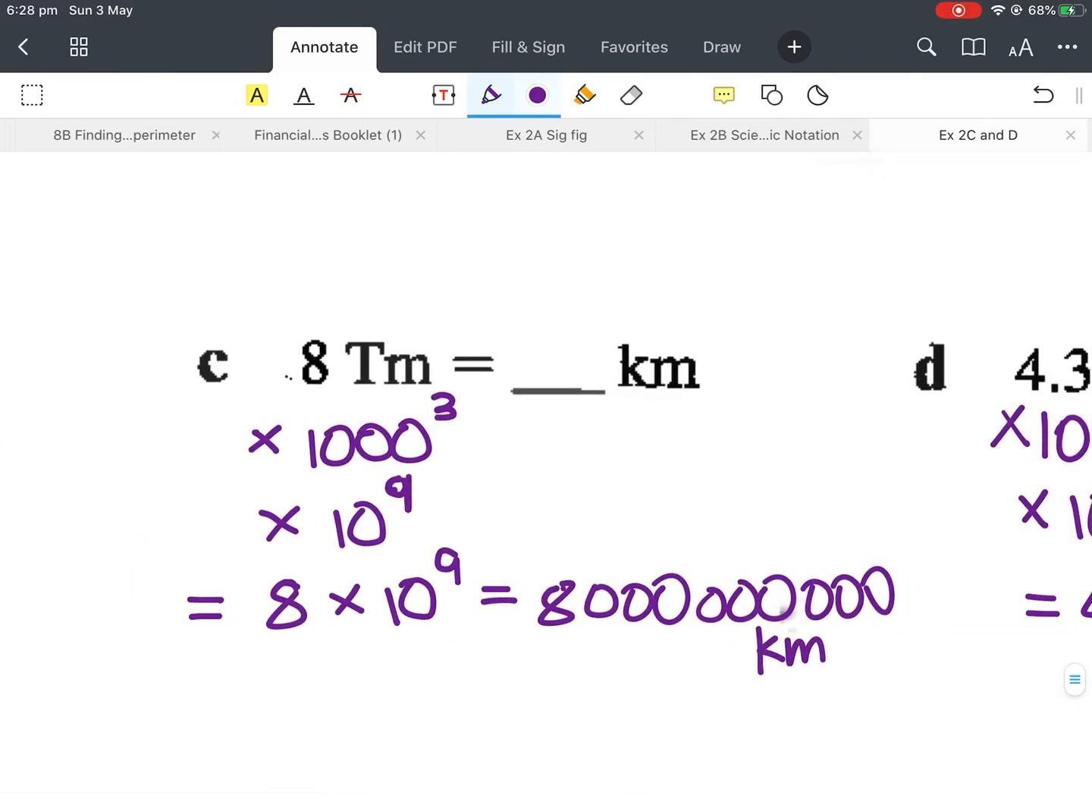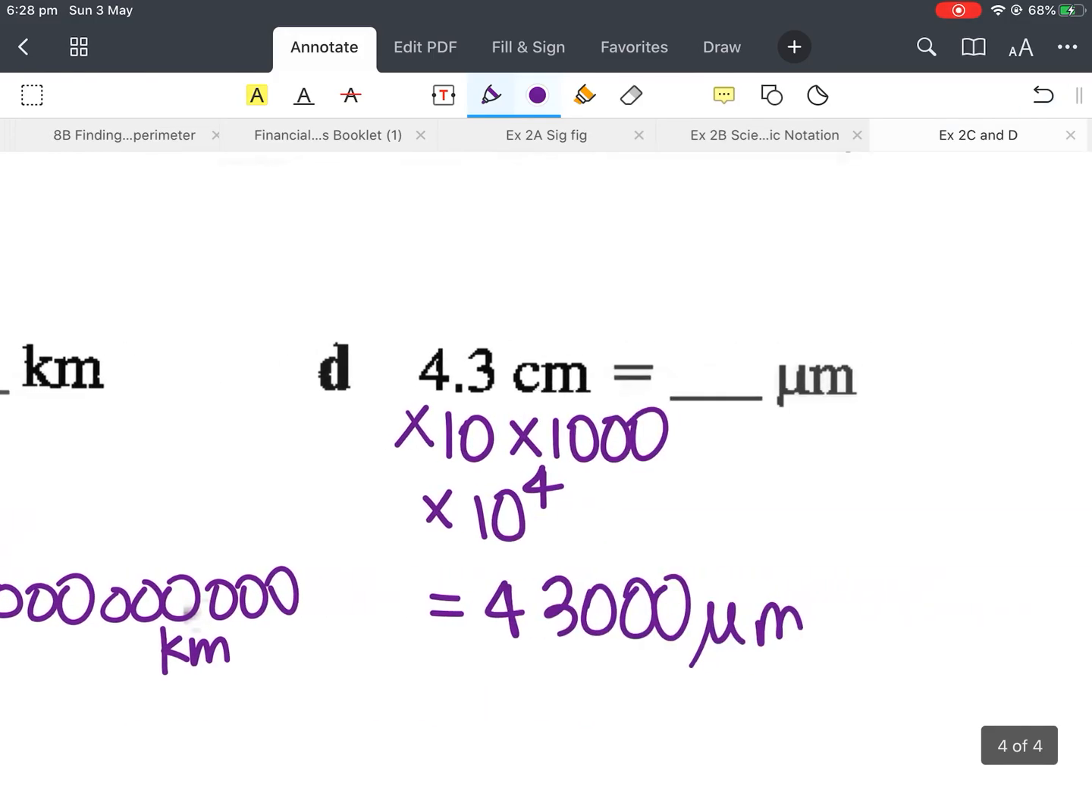All right, tera to kilo. If you go back to your diagram, you'll notice it is 3 jumps. So I'm multiplying by 1,000 cubed, or 10 to the power of 9 if you wish, and you'll get 8,000 million.